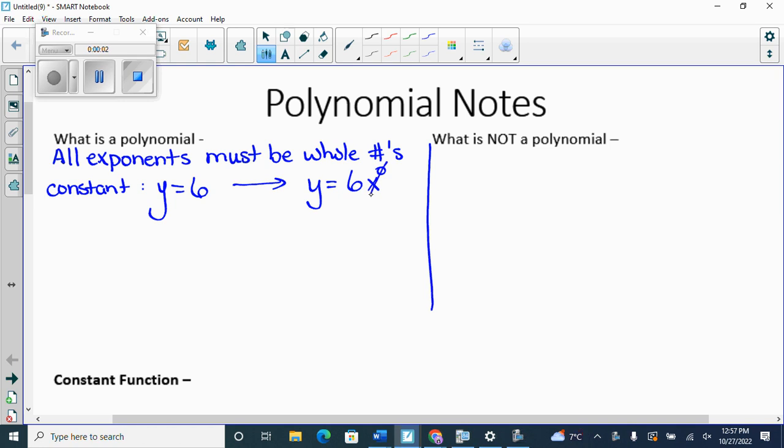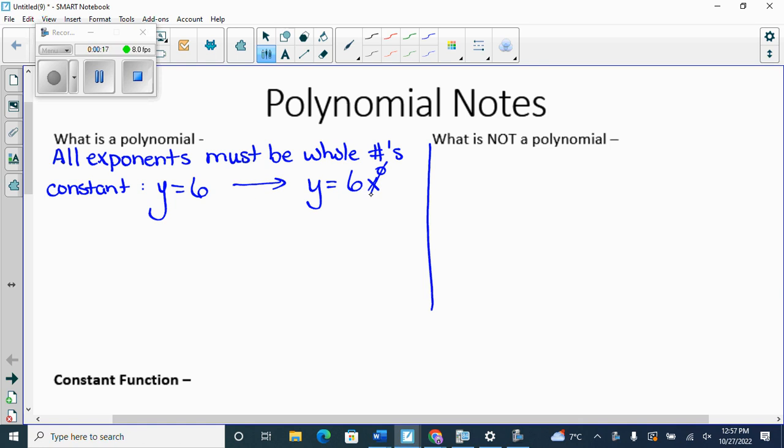Cancels off and becomes a 1. Do you see that? Because anything in the power of 0 is 1. And so y to the 6 is the same as saying y equals 6, x to the 0. And x to the 0 is an exponent of a whole number, is it not? So that's why it is a polynomial.